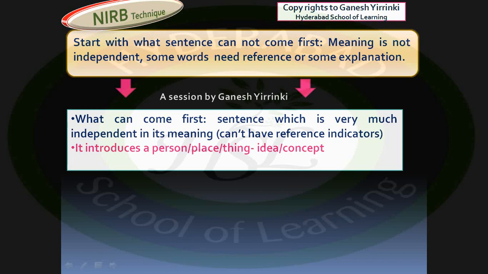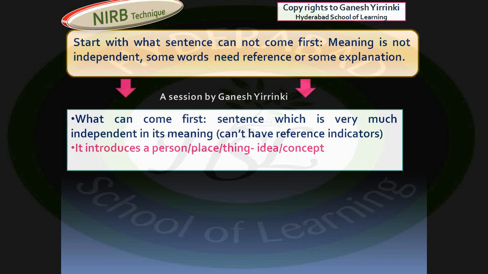So we are first trying to understand how to eliminate a sentence. We eliminate a sentence when its meaning is not independent, and also when it has some words that need some reference or explanation. In such cases, we don't consider such sentences. Then, once you eliminate four sentences out of five based on the technique called NIRB, not independent and reference-based, it's easy, of course, to apply this. I will also show you via an example.